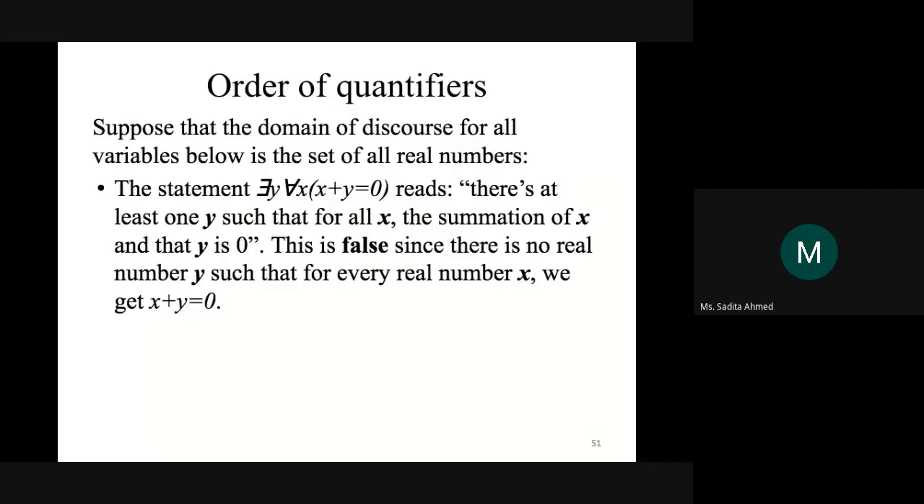In a nested quantifier, the order of the quantifiers is very important. And by that, I mean the position of the quantifier. Here you see the existential quantifier comes first. The universal comes second, all right?